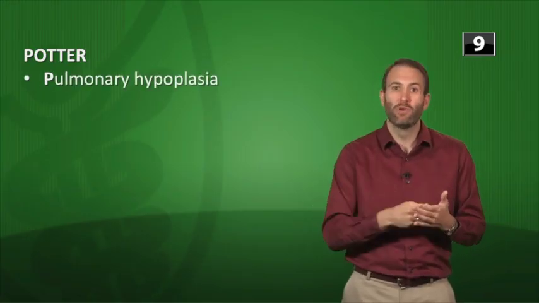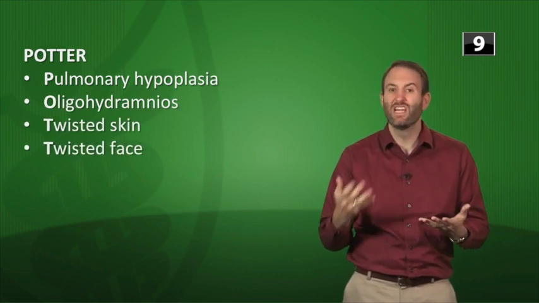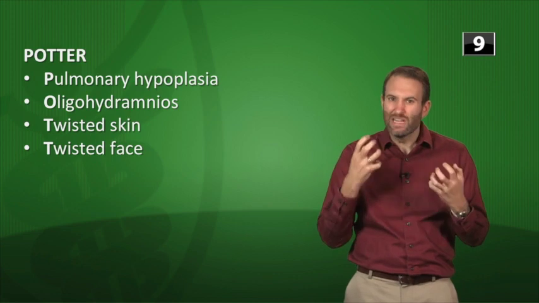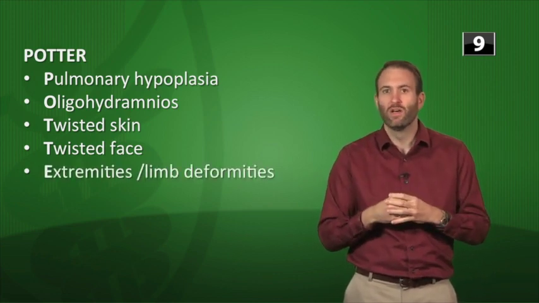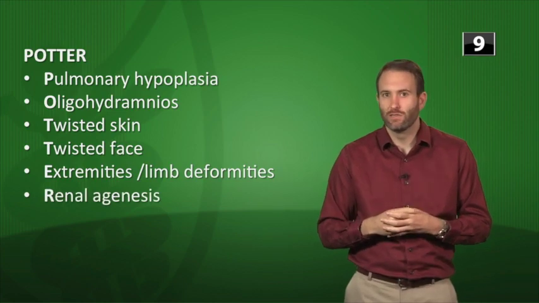Now, what is Potter syndrome? Potter syndrome is where you have bilateral renal agenesis, which again is going to cause oligohydramnios. You're not producing the pee. And then there are a handful of other features which result as well, which you can remember with the mnemonic Potter. So pulmonary hypoplasia, oligohydramnios, which we've already talked about, twisted skin and twisted face, which helps you remember wrinkled skin, facial deformities, extremities, or even limb deformities as well with that renal agenesis.